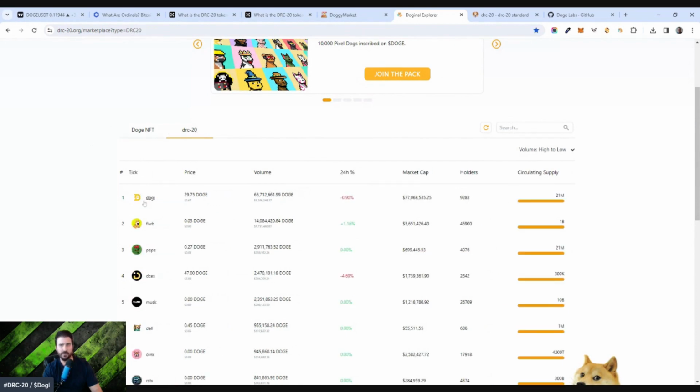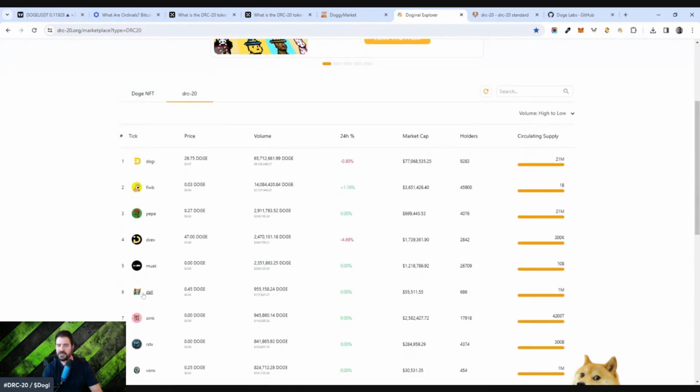If you go over to DRC20, these are the coins that have been created and are actually gaining traction, right? Doggy, huge traction. It's already got an $8 billion volume. That's insane. $8 billion in Doge volume, right? But market cap, it has a $77 million market cap for Doggy. So these aren't just play money. They're not play coins. There's real, real money behind all of these.